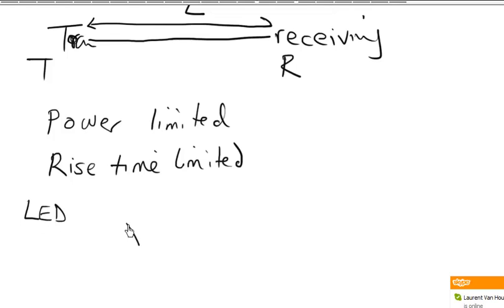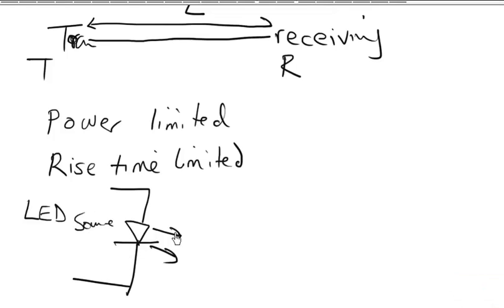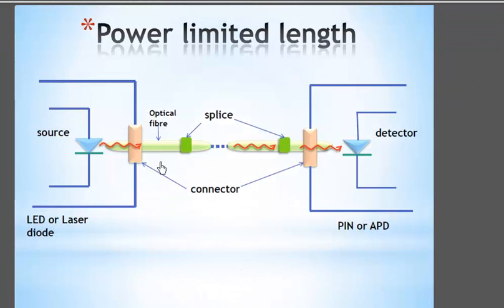LED. What does LED do? If you apply a voltage, it will give out light. So the LED will convert the source to light. Then the light will go through the fiber cable. This is the main fiber cable. This is called a splice. This is to section the fiber optics into small sections. The fiber optics is not just one long cable. You have sections.